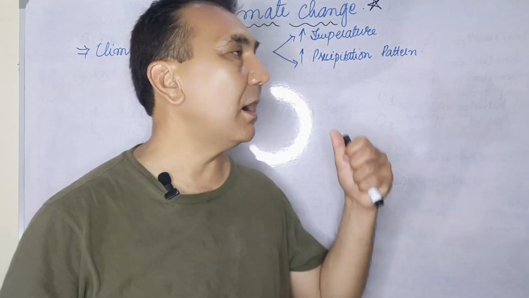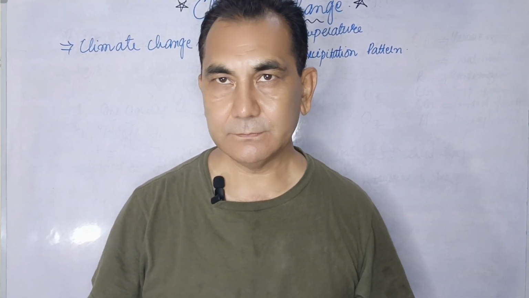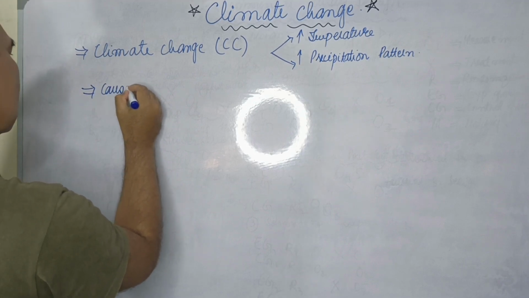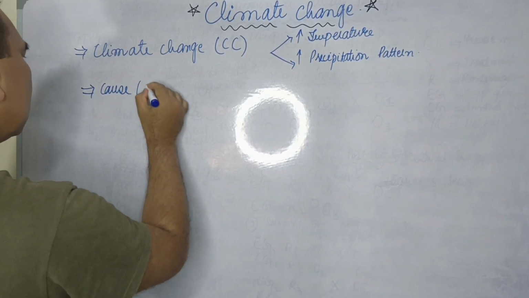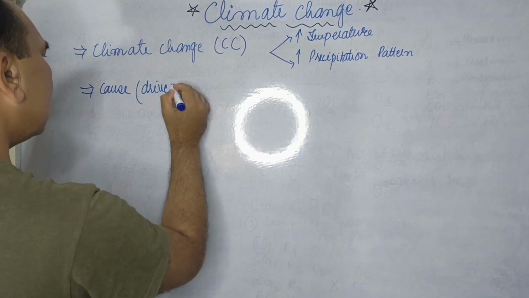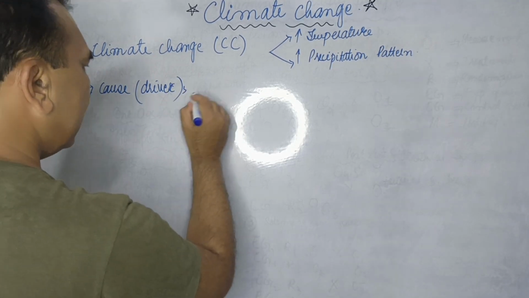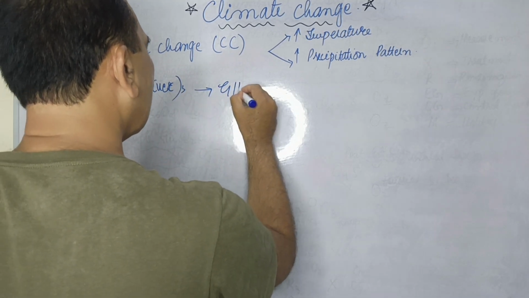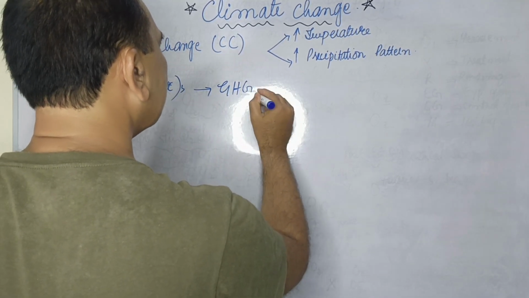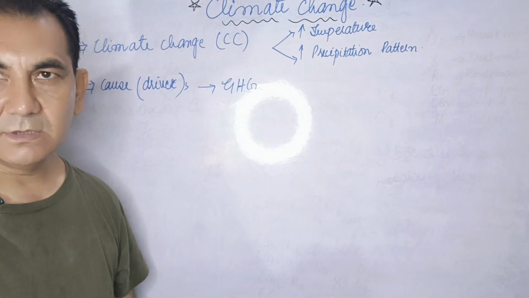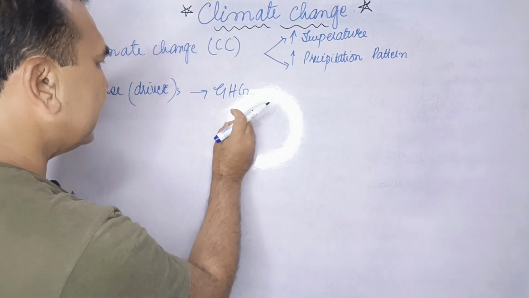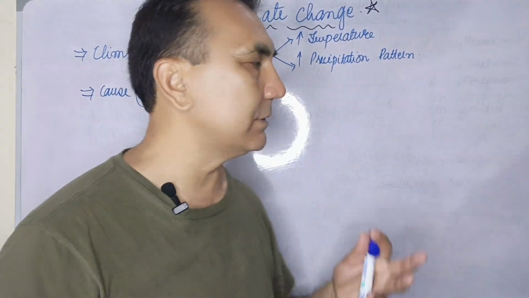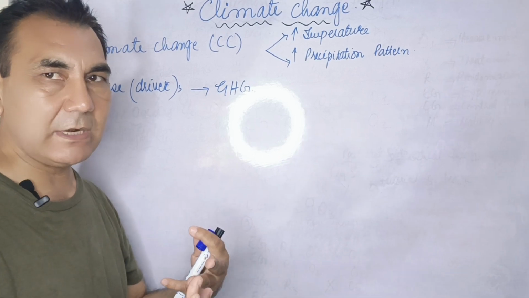So the results are due to human activities. What are the primary causes, or you can say the drivers? The first one is greenhouse gases. When greenhouse gases increase at atmospheric levels, they again affect climate change.